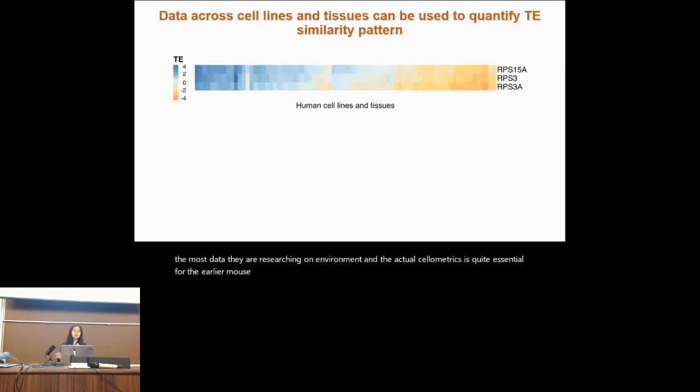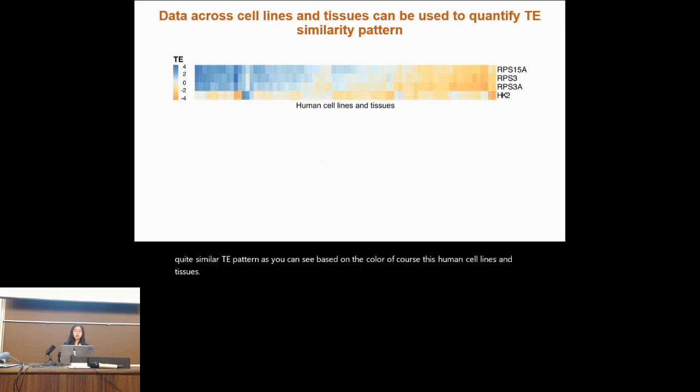And then it's time to really calculate the TE similarity pattern among genes. So here I want to show you an example from the current data source. There are 4 genes. These 3 RPS genes, as you can see, have a quite similar TE pattern, based on the color, across these human cell lines and tissues.